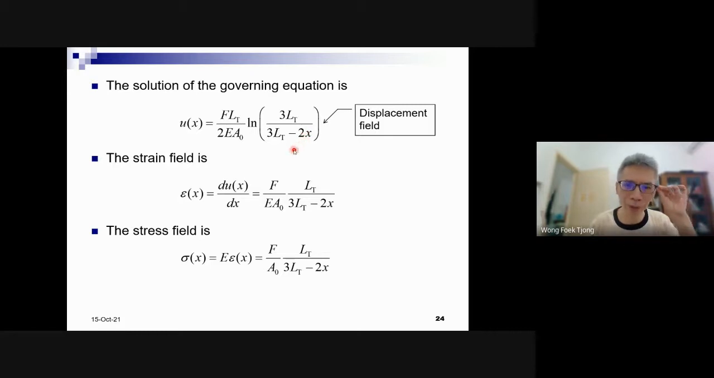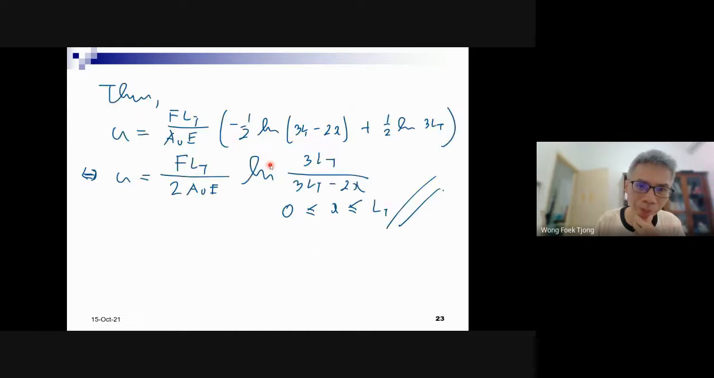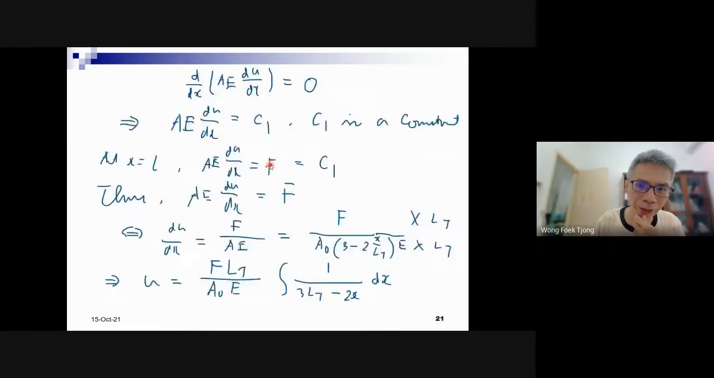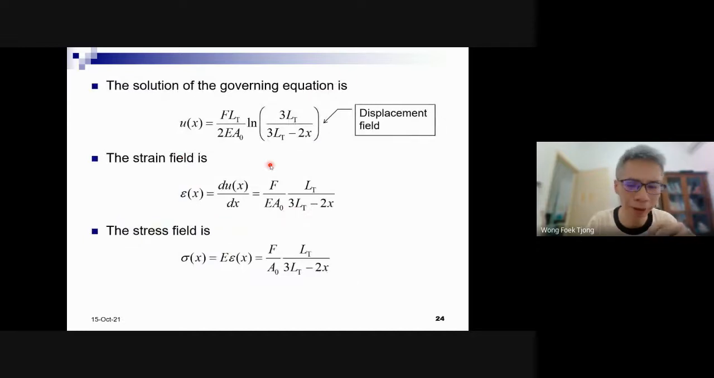Later, what's the use of this? This displacement we can compare with our finite element solution from before, when we discussed the bar. Recall that when we discussed the bar, we also solved the same problem, and then we can compare with the finite element solution. But it seems the time is up now. I have to finish the lecture.